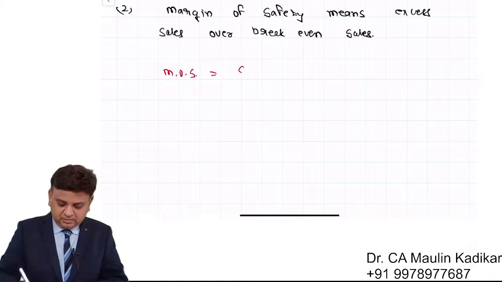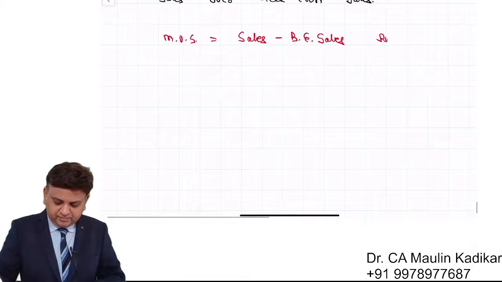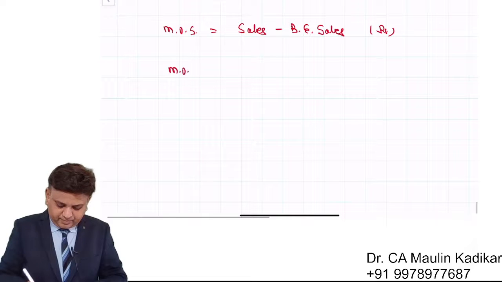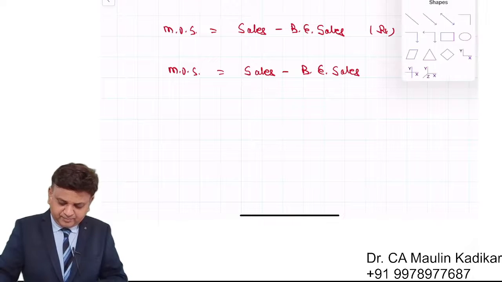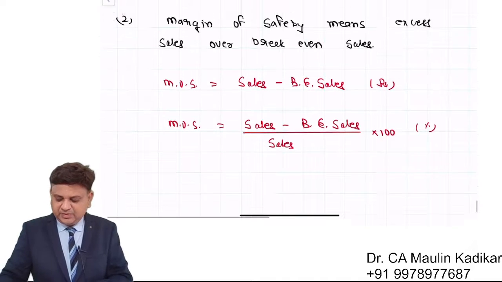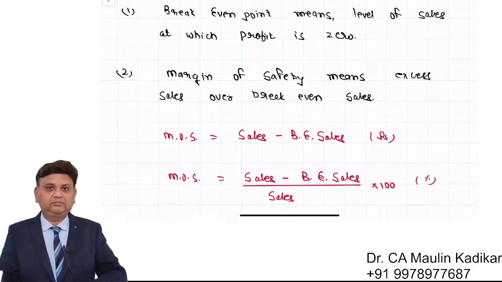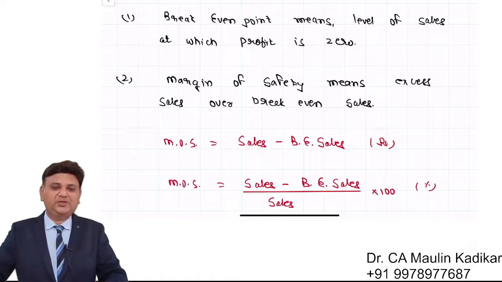Write down the formula. It is sales minus break-even sales. This is in the rupees term. And sales minus break-even sales upon sales once again into 100. That is the measurement in percentage term. Write this much note before you answer on your own.